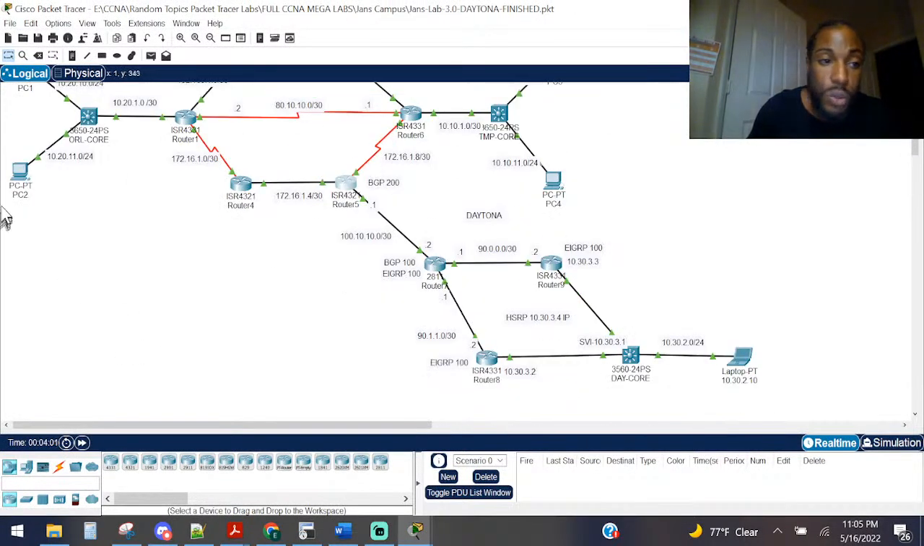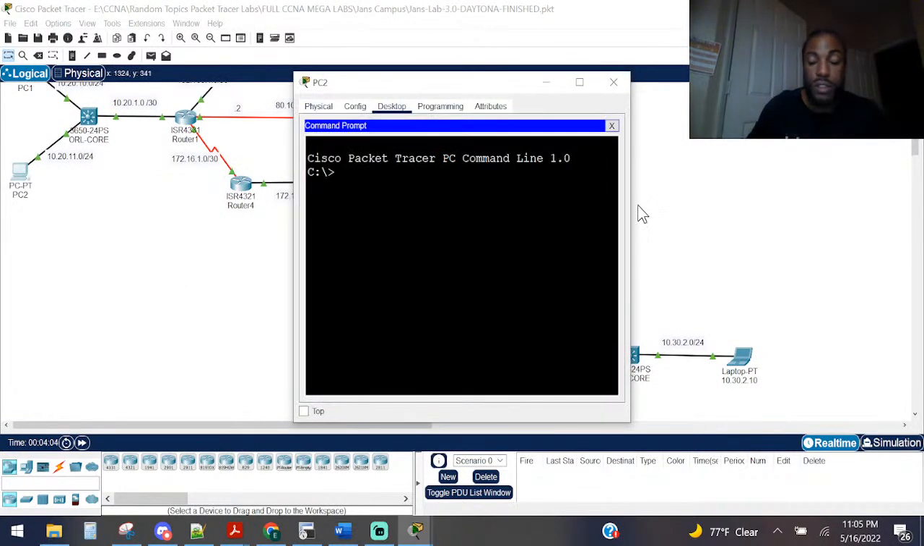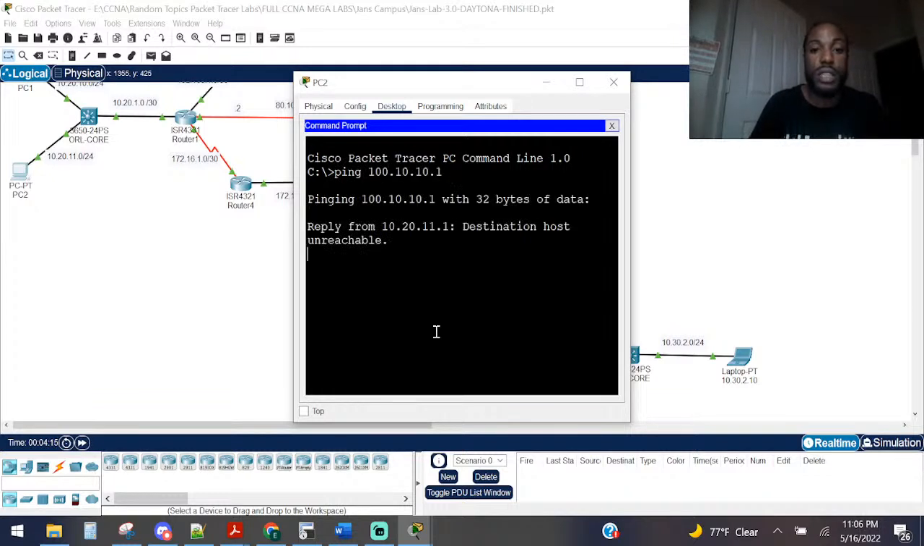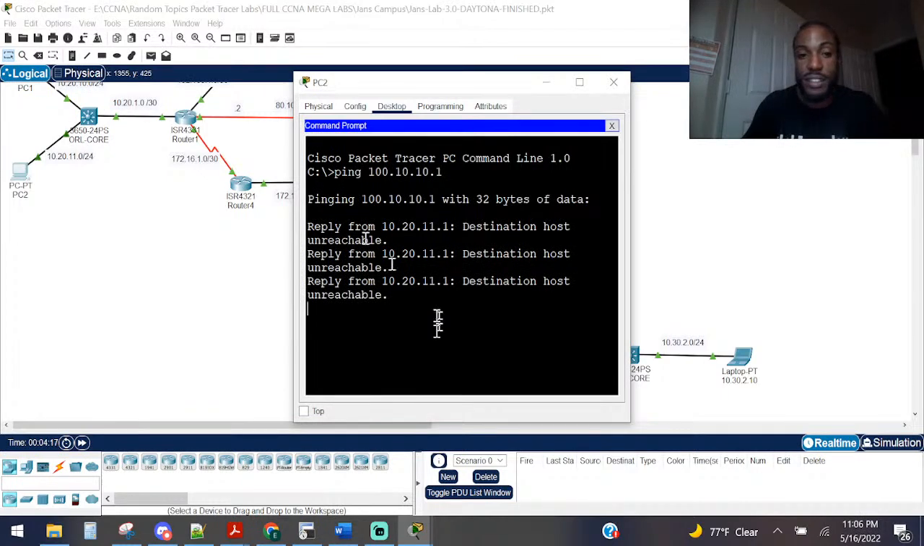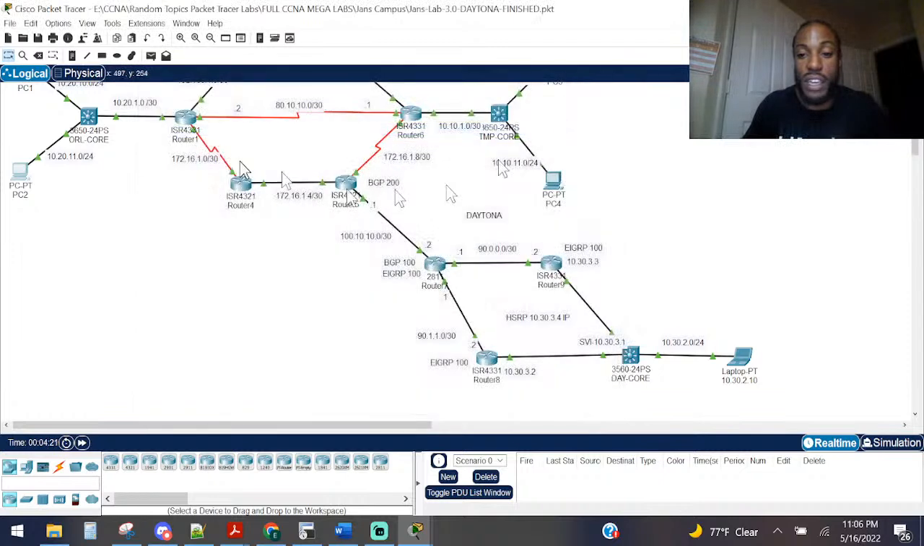BGP is slow. Let's see, can he ping 100.10.10.1? He can't ping it either. What the hell? That's not working right there. So let's just see if we can ping.